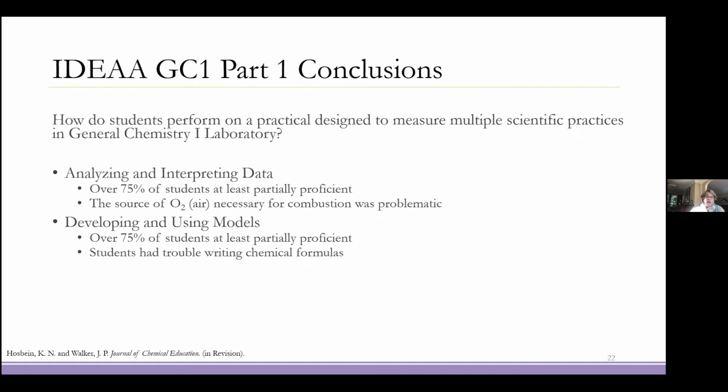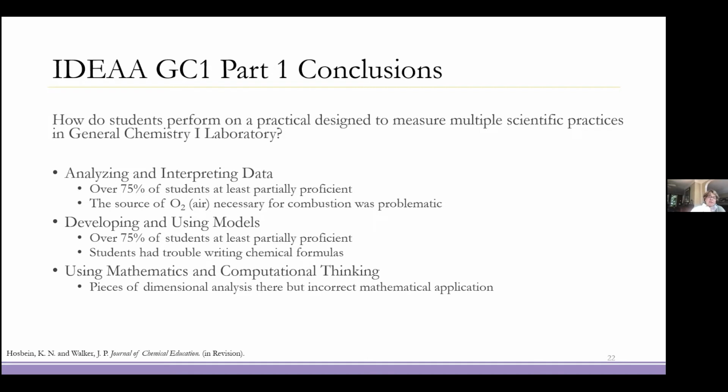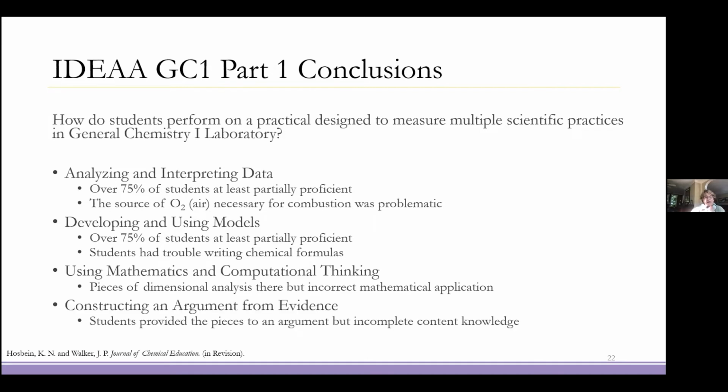Developing and using models. Again, 75% proficiency, but trouble writing chemical formulas and balancing. I've already talked about the issues with the mathematical and computational thinking, and then with the construction of argument from evidence, this is just incomplete. Justification is hard, and realizing that they need to fully justify and explain to me why actual and theoretical yield count. So those were the issues with part one.